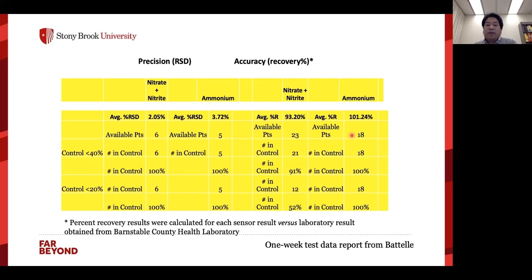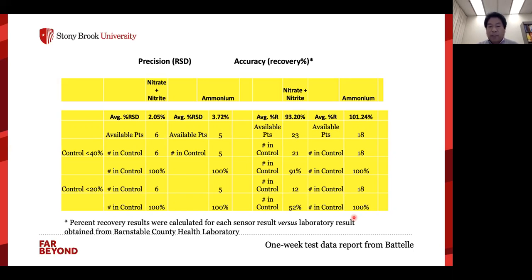But for our nitrate plus nitrite, only 52% is within the range of less than 20% error, and 91% is within less than 40% error. But basically, overall, that is good, right? Ammonium is 100% within the 20% error range. Based on this data, again, we passed the 1 week test in August 2019.